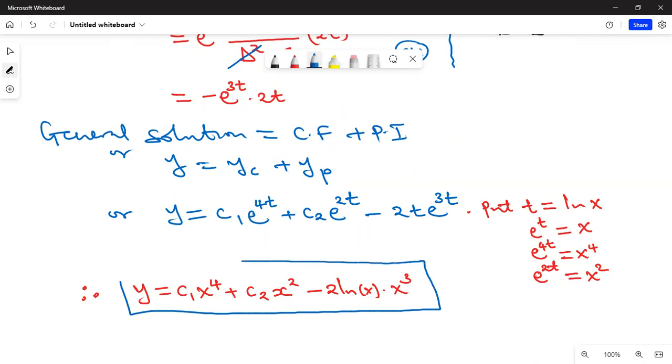So this is our general solution. And if you are given the initial conditions, those will help you find the values of C1 and C2. But because in this case, we don't know the initial conditions, we cannot find the values of the arbitrary constants.